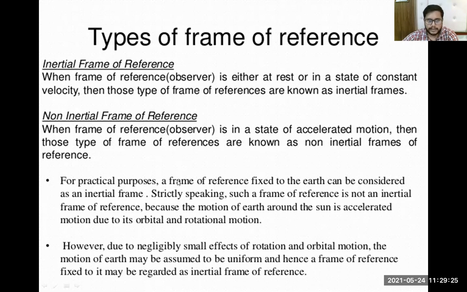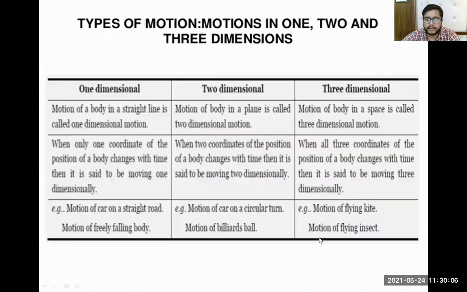For practical purposes, a frame of reference fixed to Earth can be considered an inertial frame. Strictly speaking, such a frame is not an inertial reference frame because the motion of Earth around the Sun is accelerated motion due to its orbital and rotational motion. But for our simplicity, we will consider it an inertial frame. Due to the negligibly small effect of rotation and orbital motion, the motion of the Earth is assumed to be uniform, and the frame of reference fixed to it may be regarded as an inertial reference frame.